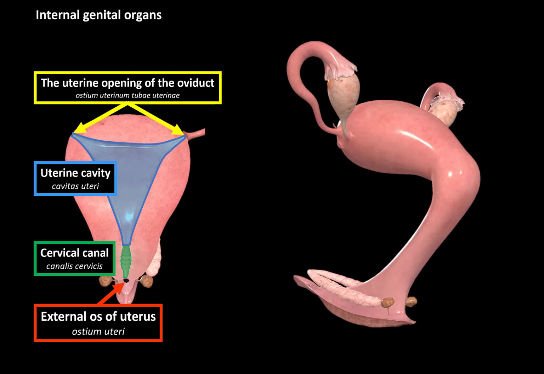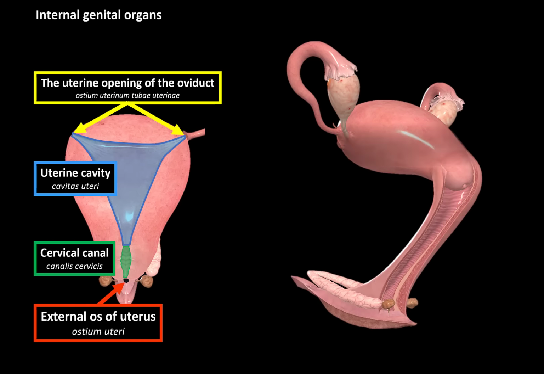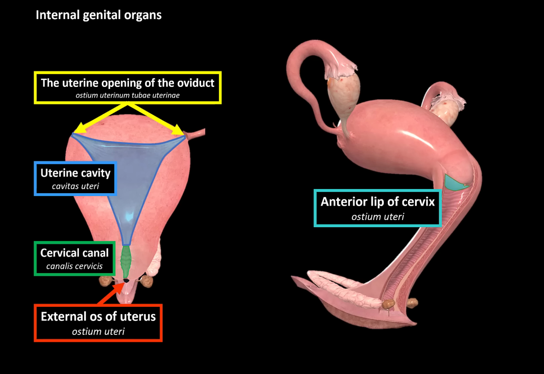So if you look at the posterior lateral angle of the uterus and the vagina, and remove the posterior wall of the vagina, we will be able to see the external os of the uterus. And we will also be able to see that it's bordered by the anterior lip of the cervix and the posterior lip of the cervix.